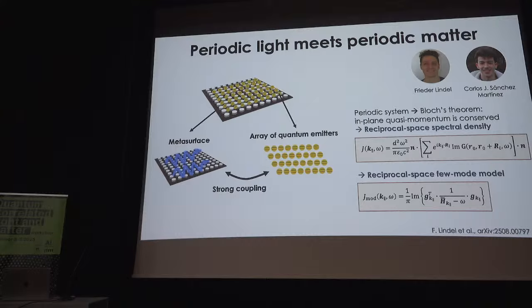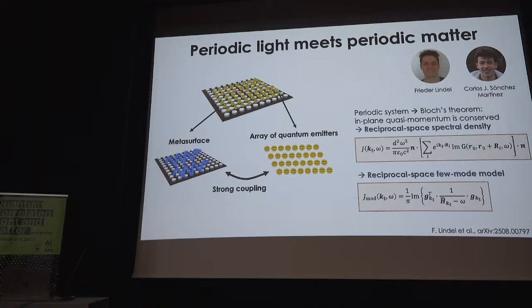But not resolved in k-space, it turns out that, resolved again in in-plane momentum, we can extend our reciprocal few-mode model to in-plane momentum, k parallel. And it turns out that we can also explain it in basically the same analytical expression, and again we can reproduce the full properties of the complex nanophotonic system.